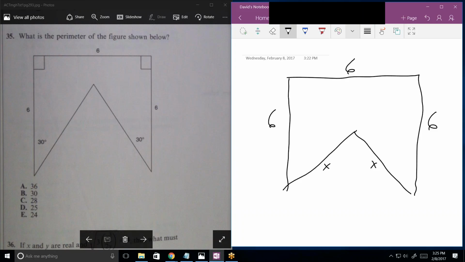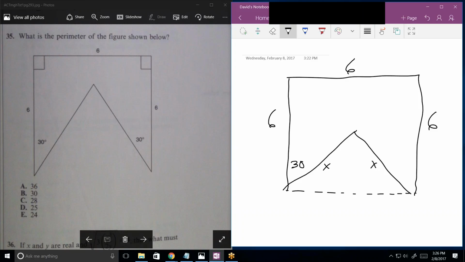Now, they are both the same. In other words, I can label them X and X. But in order to figure out what they are, let's draw a horizontal line there. You know what? I've done this problem many times before, and every time I do it, I realize that you're better off drawing the horizontal line there.